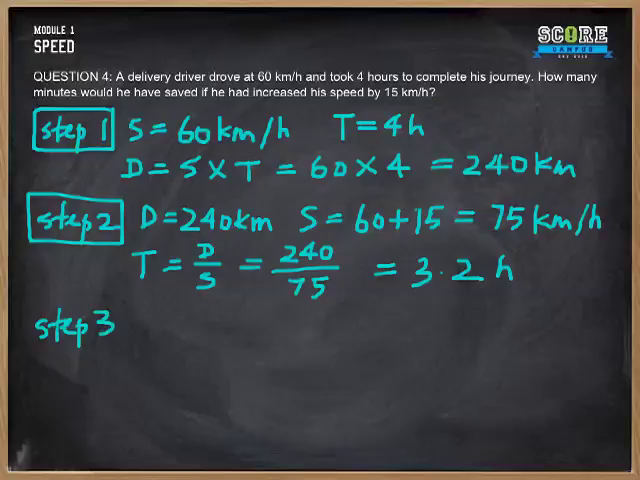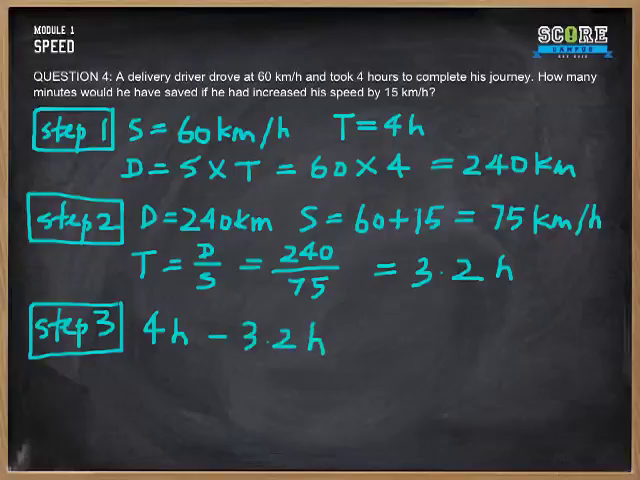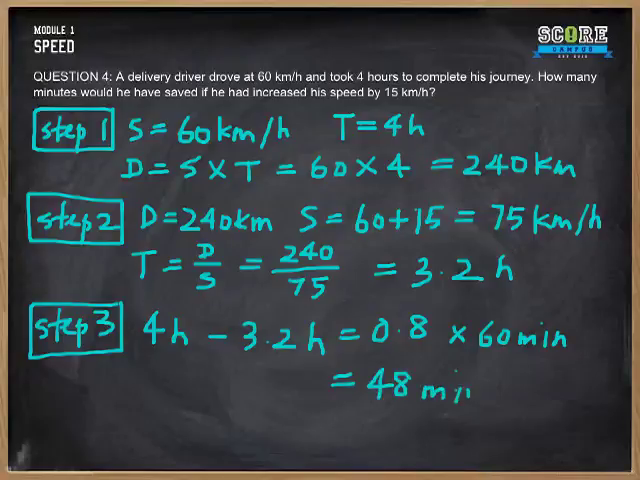Step 3. How much time was saved? 4 hours is the first number we had. Now he travels in 3.2 hours because he increased his speed. So 4 minus 3.2 hours is equal to 0.8 hour. But mind you, they want to know the answer in minutes. So let's multiply 0.8 by 60 minutes. That's how you convert. Conversion is a whole other topic by itself, and we will cover that. 0.8 multiplied by 60 minutes, and the answer is 48 minutes. And that's your final answer. 48 minutes is saved.